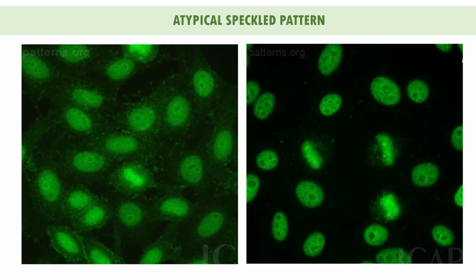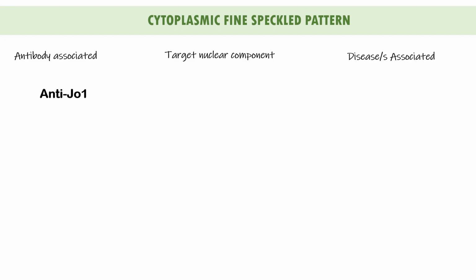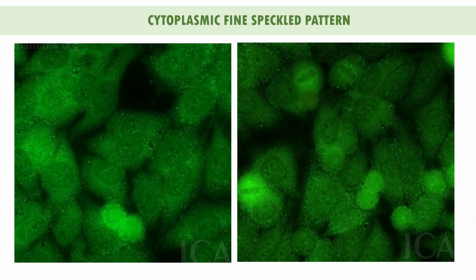So for an atypical speckled pattern, it is described to have the same appearance as your fine speckled pattern. What makes it atypical is the uneven distribution of immunofluorescence. The last type of speckled pattern is the cytoplasmic fine speckled pattern. So this is associated with the anti-Jo1 antibody that specifically targets the histidyl tRNA synthetase. So this antibody is associated with polymyositis but could also be seen in cases of dermatomyositis. This is how a cytoplasmic fine speckled pattern looks like.